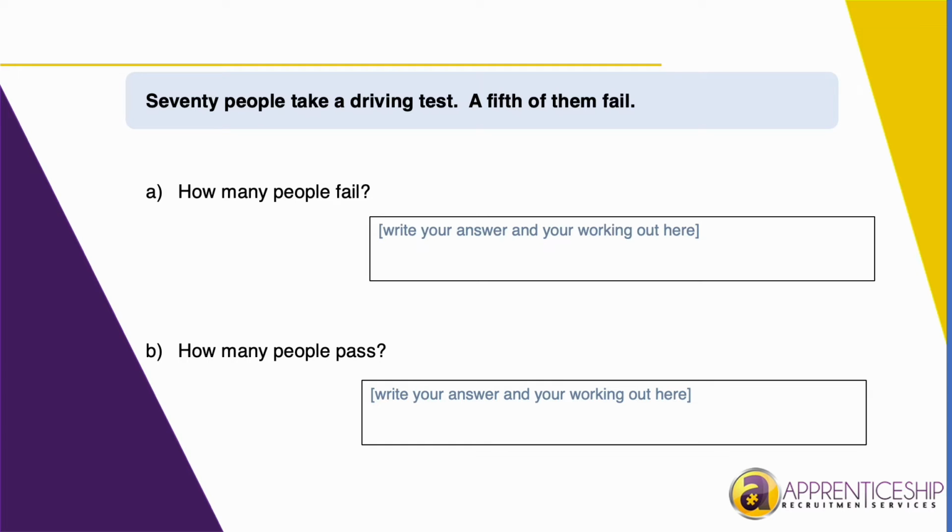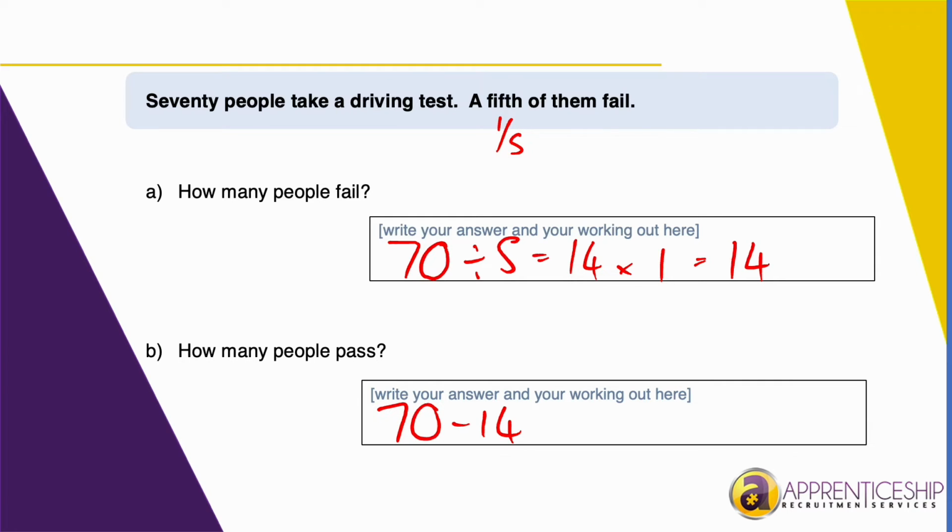70 people take a driving test, a fifth of them fail. How many people fail? So again, a fifth is just 1 over 5. So 70 divided by 5 gives us 14, times by 1 is still 14. So how many people pass? So 70 people took their driving test, take away the 14 that failed, is 56 people that passed.